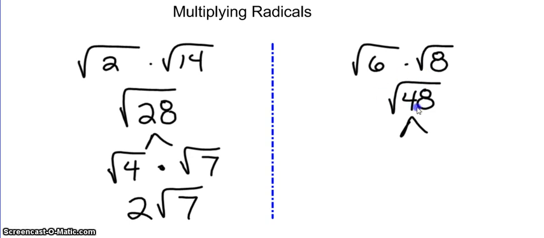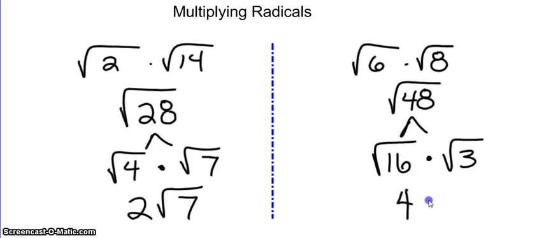Next, we're going to try to find the biggest perfect square factor of 48, which would be 16. Root 16 times root 3 is the square root of 48. The square root of 16, we're going to simplify that to 4. 4 times root 3, or 4 root 3.